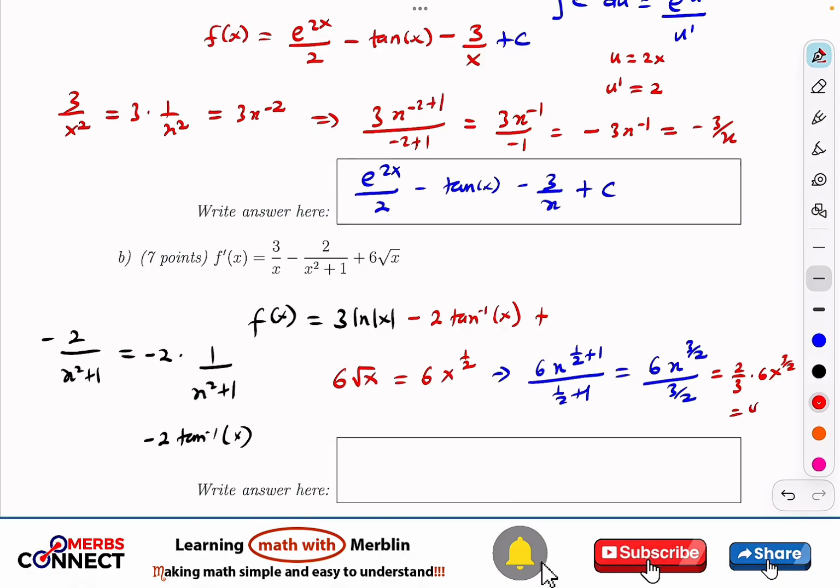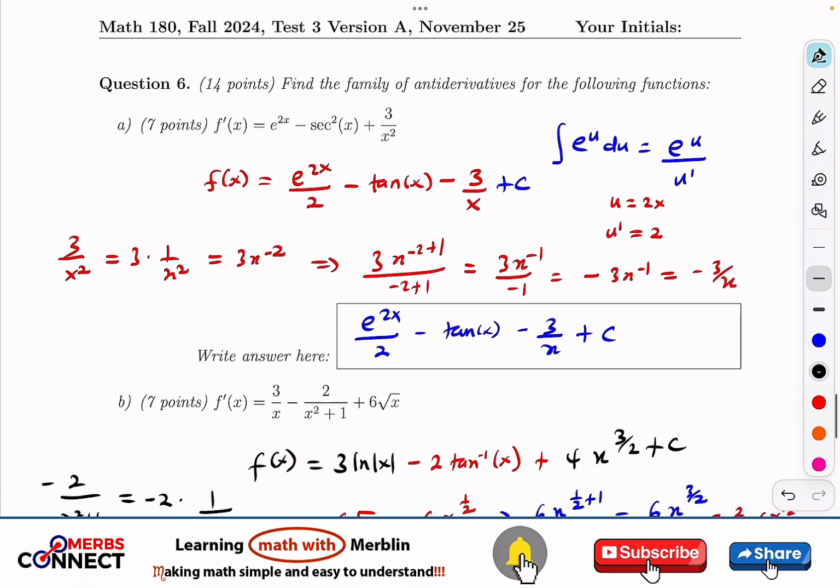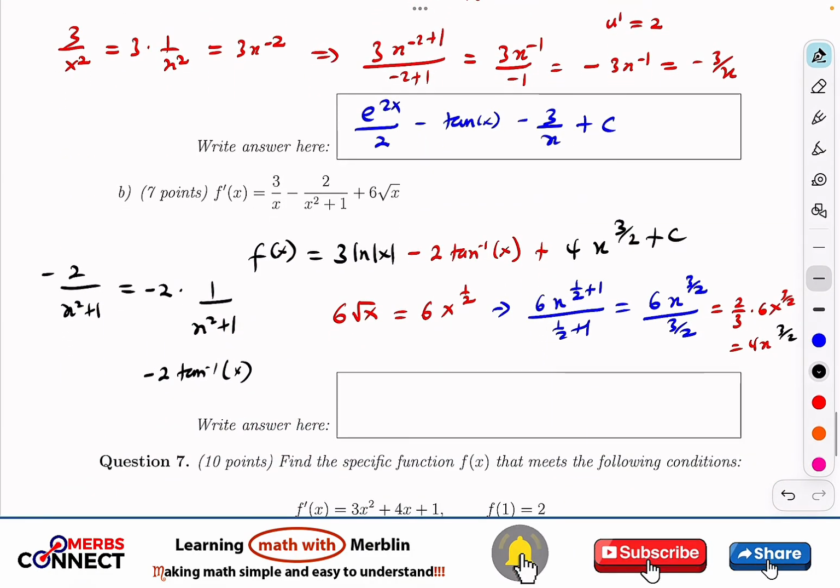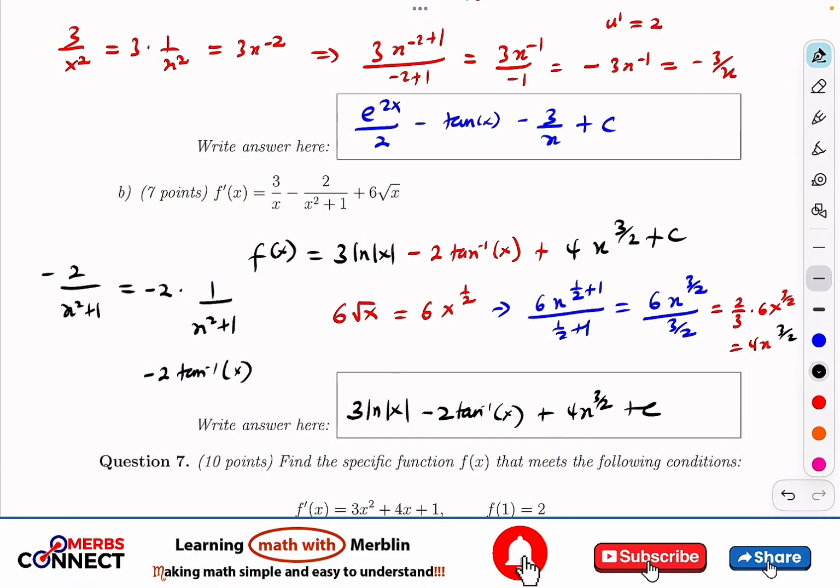So that now this becomes 4x to the power 3 over 2, if you want to simplify it. But if you don't want to simplify it, you can just leave it like that, because the question says do not simplify. So since I simplified, I had this. Oh, this one's supposed to be 3 on 2. So I have 3 on 2 here. Plus my c. So my c is very, very important. So now let me write the final results here. 3 natural log of x minus 2 tan inverse of x plus 4x to the power 3 on 2 plus c. Good. So that's what we are going to get for B2.